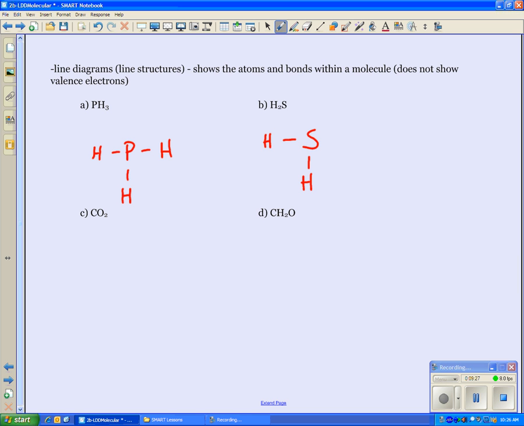Example C, carbon dioxide, we had double bonds between the carbon and the oxygen. So carbon in the middle and sharing 4 electrons, which means 2 bonds or a double bond, goes to each oxygen. And the last example that we drew, carbon was in the middle. We ended up sharing 4 electrons, so creating a double bond with the oxygen that was on the right, and then a single bond to each of the hydrogens that was attached to the carbon. So there are the line structures for the four molecules we looked at on the last screen.